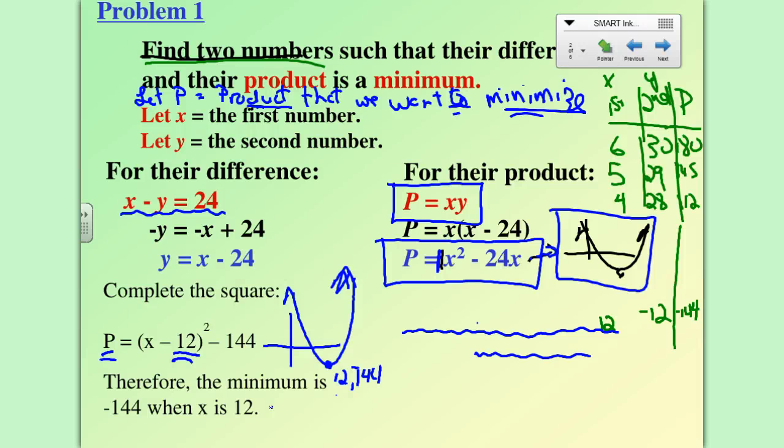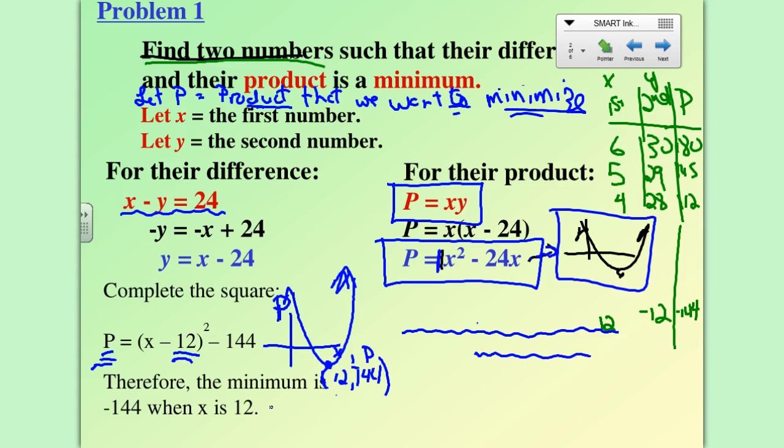notice that we did not use y as a variable. That's because we're not talking about y. Our y variable is actually product. So you have a minimum y value, which is product, when your x value, when your first number, is 12, right? So your points are x, p.